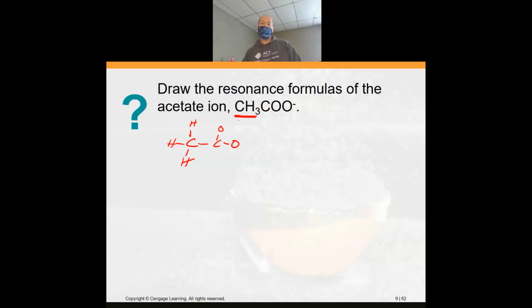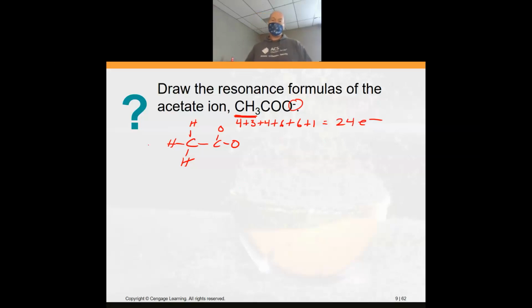All right, so we do our valence electrons. 4 plus 3 plus 4 plus 6 plus 6. Carbon's in column 4. Hydrogen's in column 1. There are 3 of them. Carbon's in column 4. Oxygen's in column 6. Oxygen's in column 6. And we have a negative charge. When we have a negative charge, we need to add another electron. And so that gives us 24 electrons.